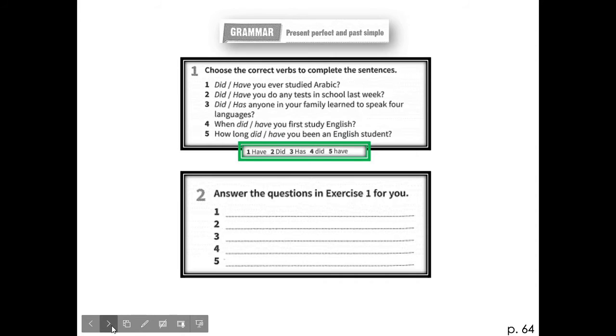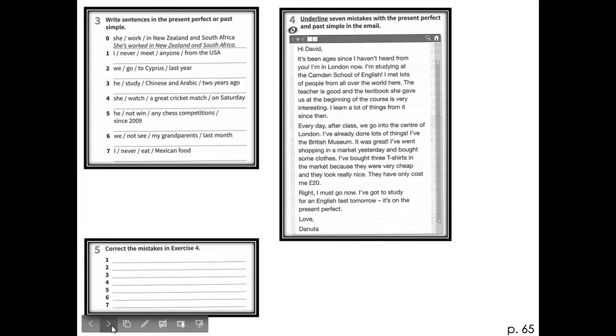Let's move on to page 65. Next one. Write sentences in the present perfect or past simple. Alright, so a very easy way to know when you need to use past simple is when the sentences contain a time expression in the past. And you see the type of thing that is done there. Is it something that is completed or is it still going on until the present?